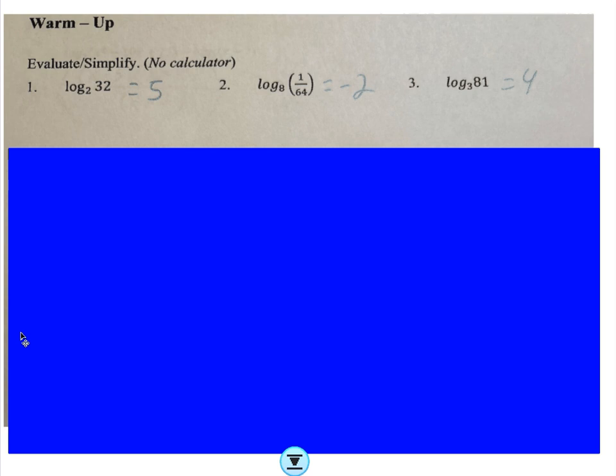Number 2, log base 8 of 1 over 64. That is asking 8 to what power is 1 over 64? Well, if it was just 8, base 8, and the argument was 64, the answer would be 2. Because it is a fraction, because it is 1 over 64, that means it's negative 2. For number 3, log base 3 of 81 is 3 to what power is 81? That is 4.